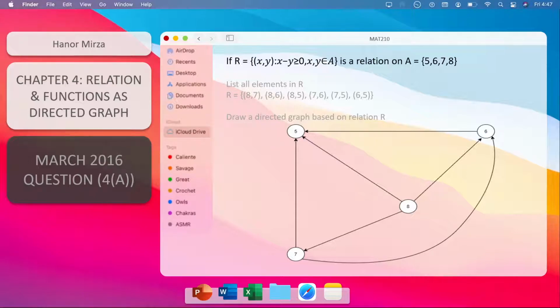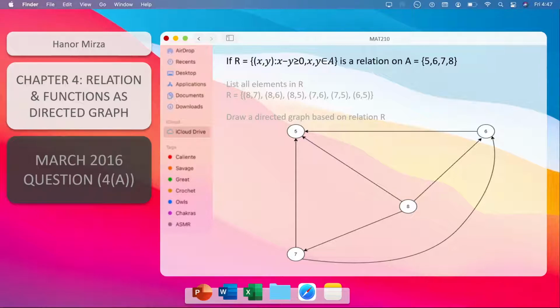So in R we got (8,7), (8,6), (8,5), (7,6), (7,5), and (6,5). In order to get this answer, you need to use the function x minus y is greater than or equal to 0. So x must be greater than y to get the output expected.